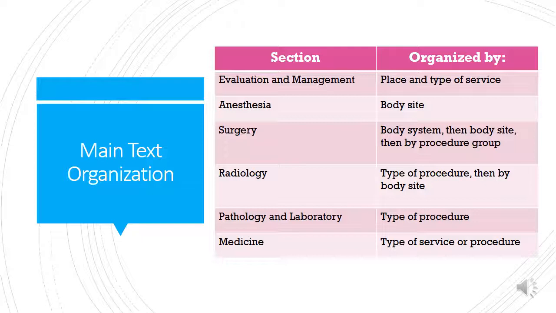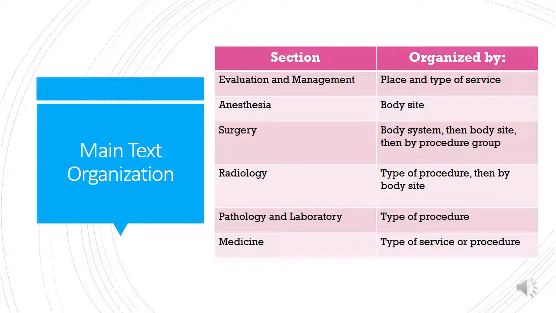The first section of the main text is entitled Evaluation and Management and contains codes for determining the best course of action for a patient, such as office visits, hospital visits, and consultations. This section has been placed first as it is very widely used. We'll go back to this section in a minute.